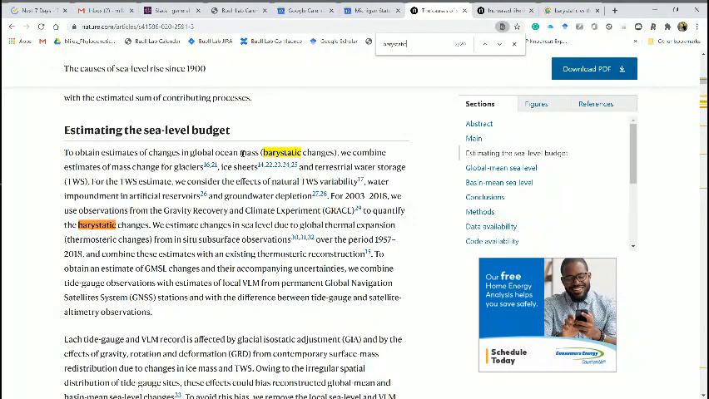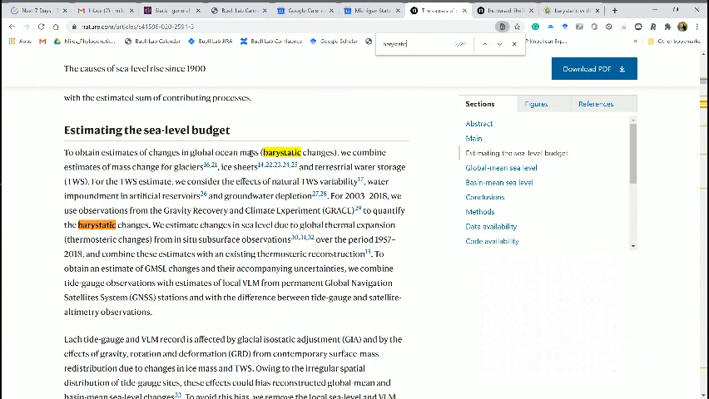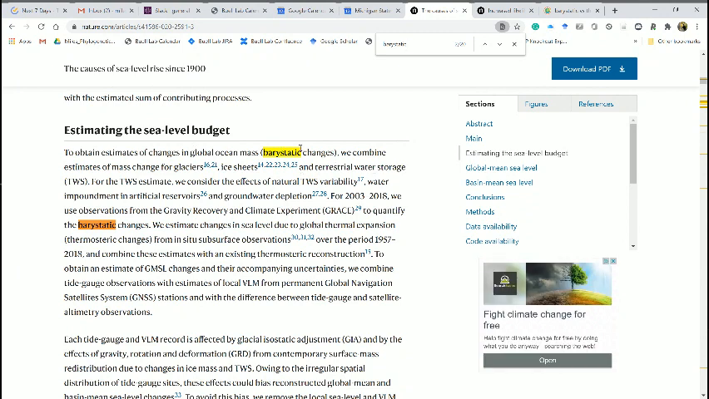Changes in global ocean mass. Okay, combine estimates: glaciers, ice sheets, terrestrial water. So various static changes. Those are like the effects of melting ice and just releasing more water into the ocean. And TWS is terrestrial water storage. Okay, that's pretty straightforward.